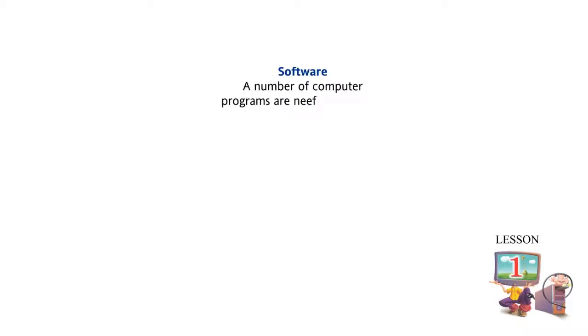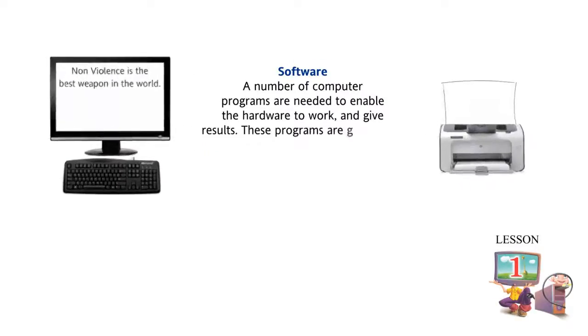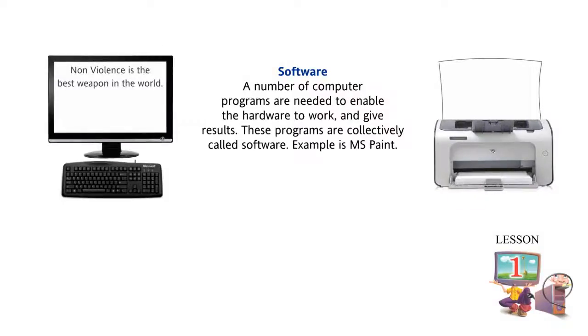Software. A number of computer programs are needed to enable the hardware to work and give results. These programs are collectively called software. Example is MS Paint.